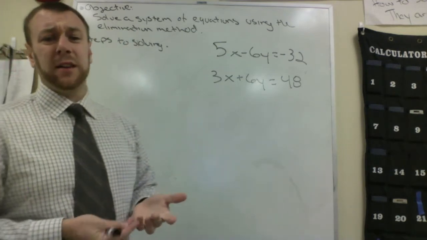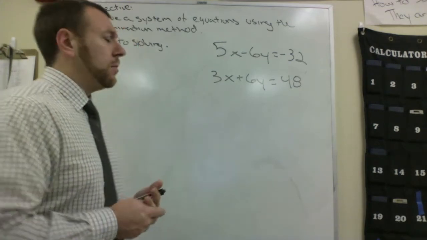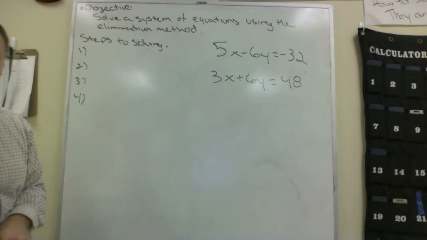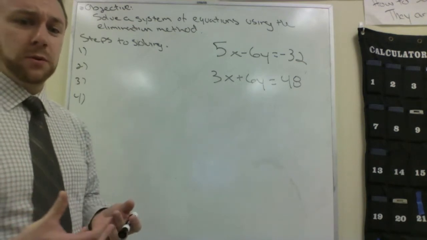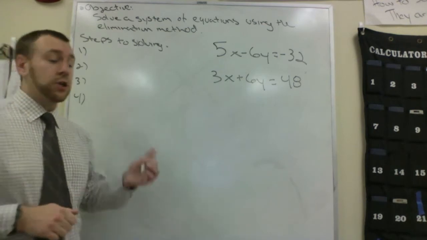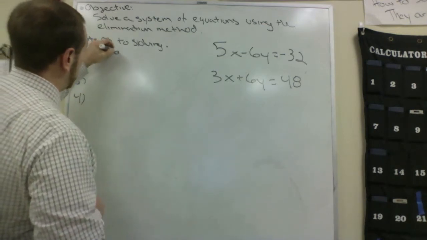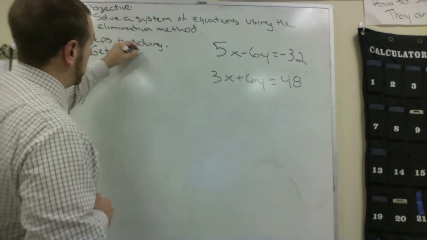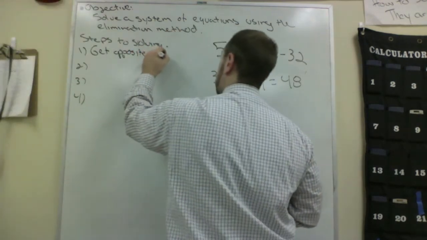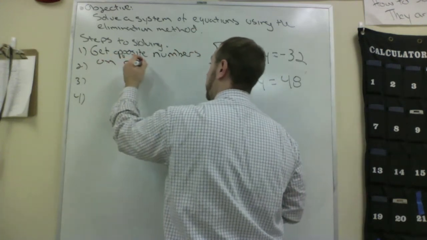This elimination method involves adding the 2 equations together. Now, there are 4 simple steps that I'm always going to be referring to. So the first step in solving for elimination is always to get opposite numbers on one of the variables.